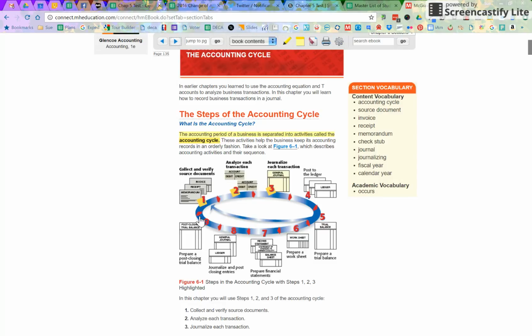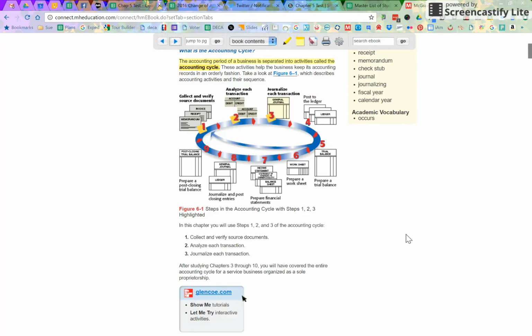And so we're in chapter 6. We're going to get through these and we'll end up on these last two steps in chapter 10. So using what we've learned in how to analyze transactions, we're going to do the rest of these. And in this chapter, we are going to do the first 3 steps. So we're going to collect and verify source documents.